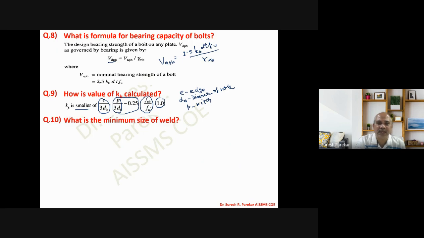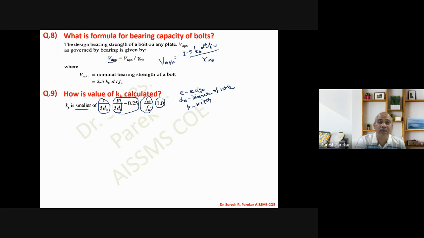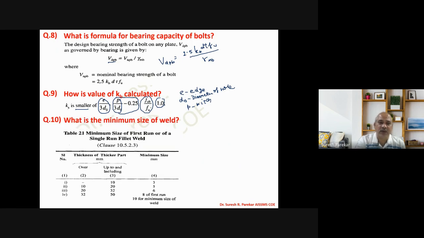So these are the clauses which are related with your bolts. Now we will see clauses related with weld. So what is the minimum size of weld? That depends upon the thickness of the thicker part. So depending upon the thickness of the thicker part, we have to decide the minimum size.